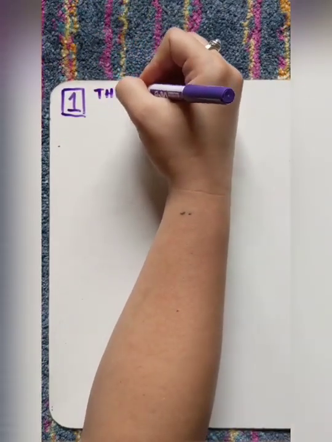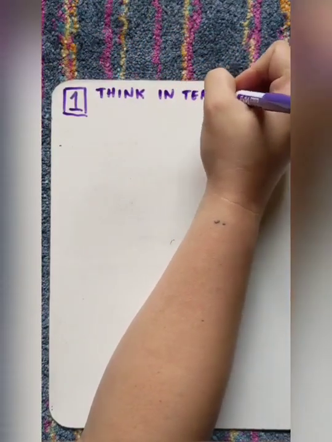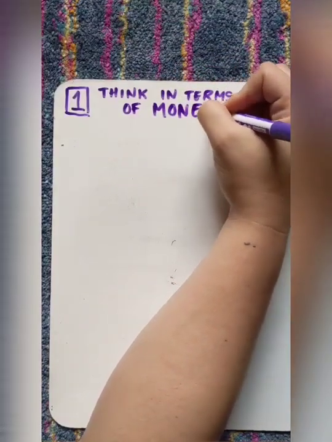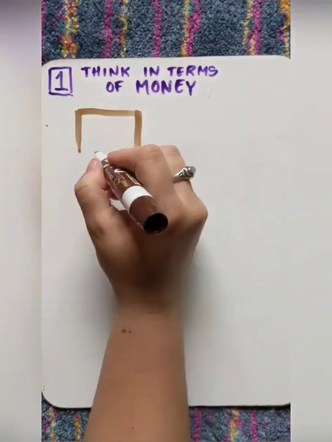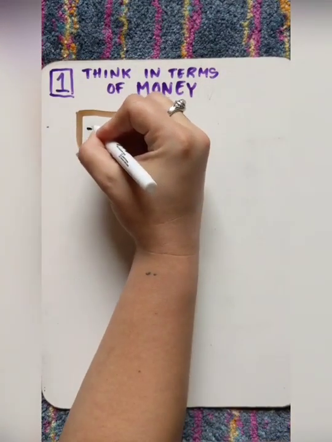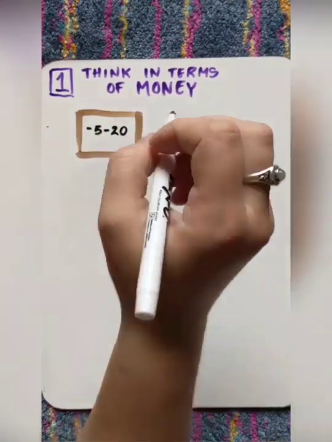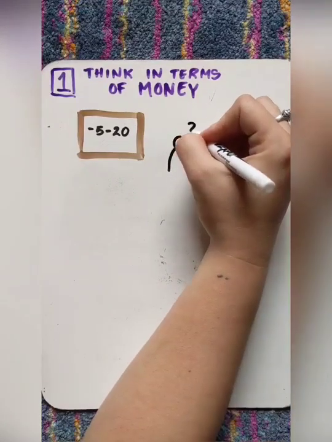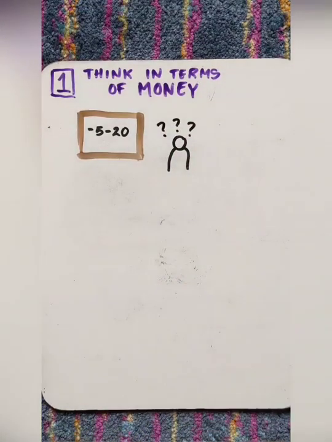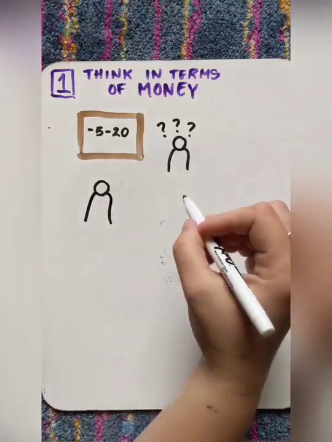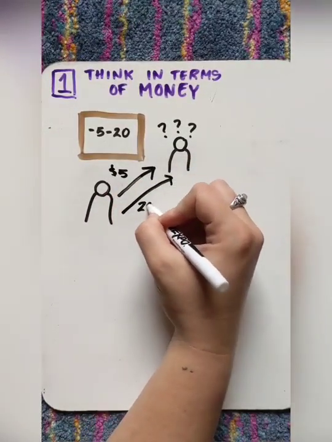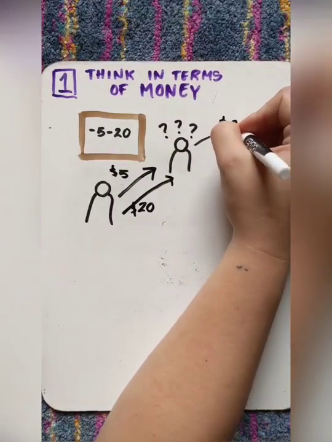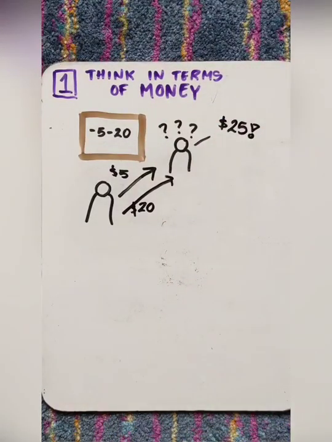Number 1. Think about the equation in terms of money. It might be easier to solve simple equations if you think of them in terms of money. For example, when you see -5 minus 20 written on the whiteboard, it might seem confusing. But if I lent you $5 and then the next day I lent you $20, I bet you would be able to tell me that you owe me $25.